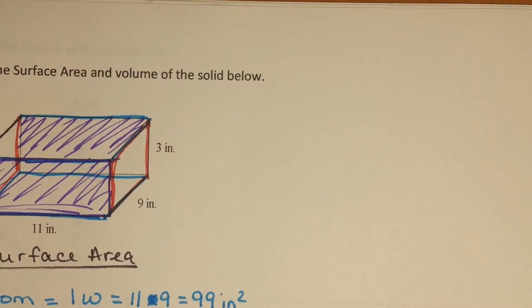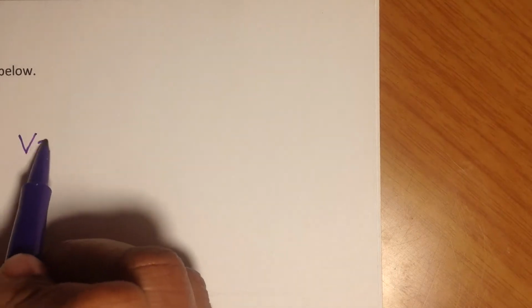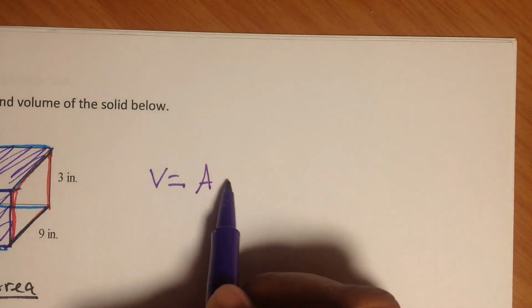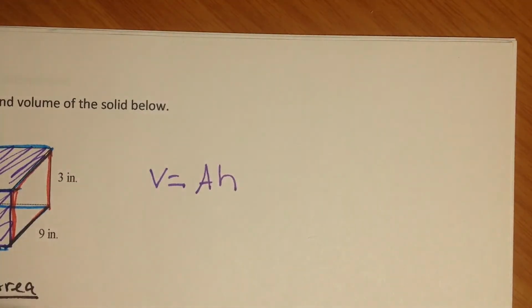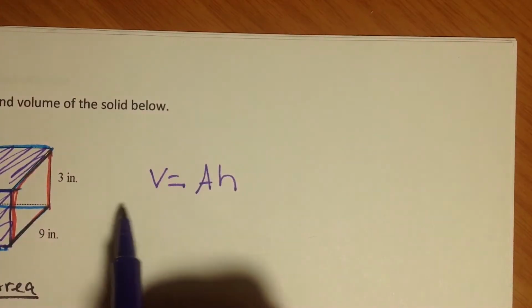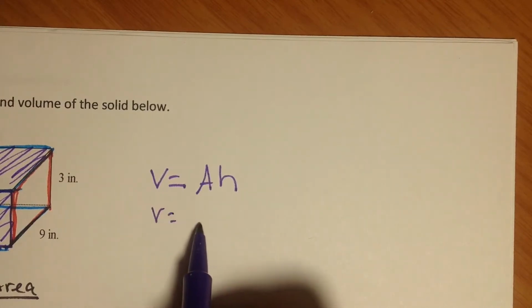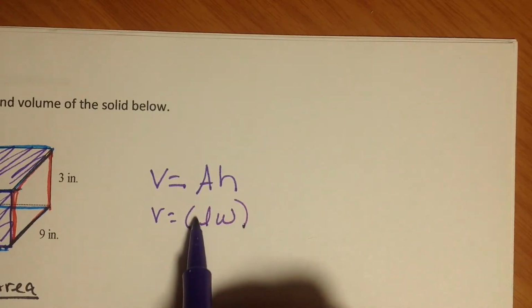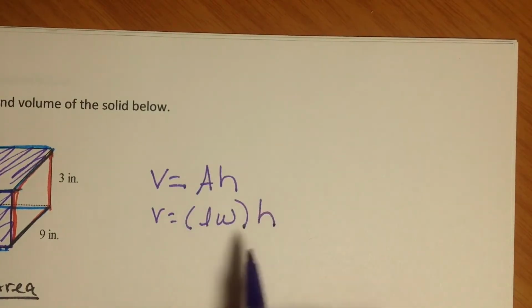Okay. Now, this question also asks for the volume of the solid, and we know that the volume is equal to the area of the base times the height. My base, in this case, I'm just going to call my base this bottom one here. For a rectangular prism, it really doesn't matter. For other prisms, it does. But anyway, my base is a rectangle, so it's length times width, the area of my base times the height of my entire prism.